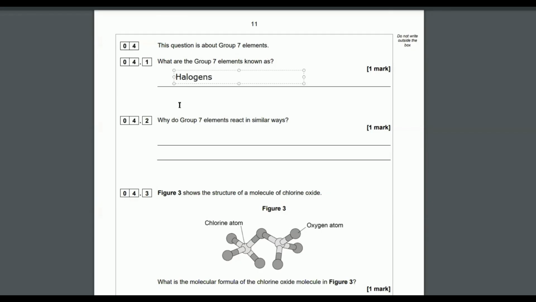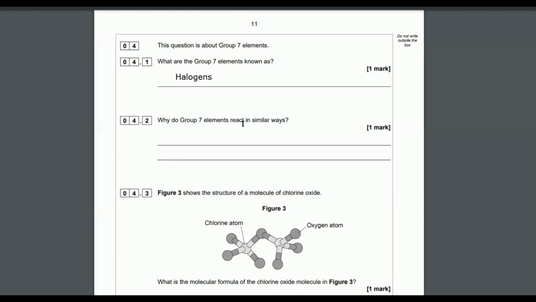And just like the group 1 metals, you have to know their name, the alkali metals, and the group 0 elements are known as the noble gases. And they're the 3 groups you have to know from the periodic table for chemistry paper 1. So if you don't know them, get them on a revision card.